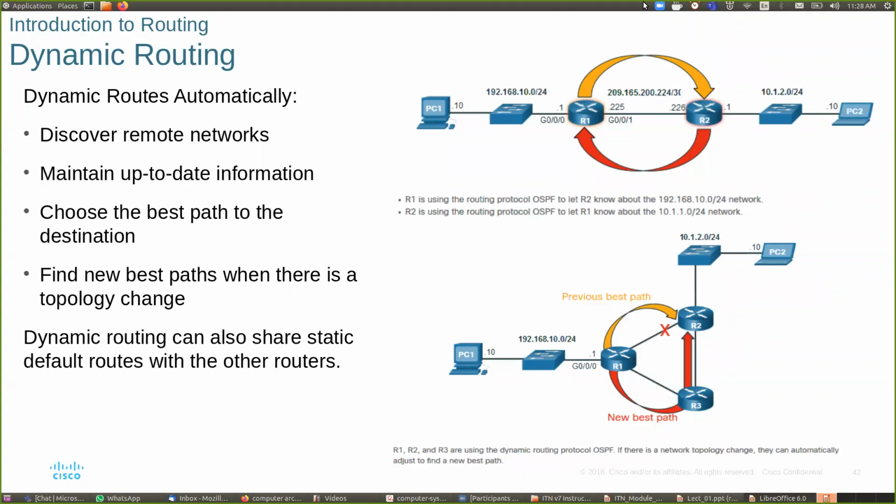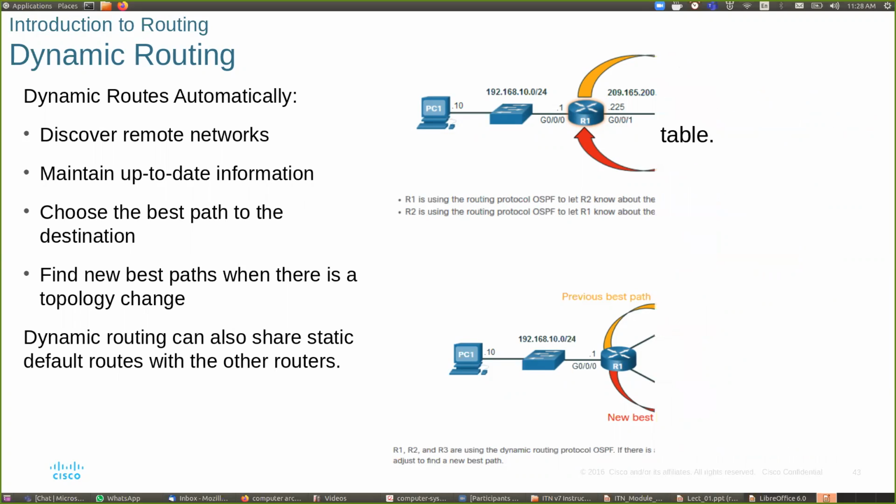So another one is dynamic route. With the help of routing protocols, you can discover remote networks, okay? We will look more into all this. With the help of the routing protocol, you discover remote networks, and it can maintain up-to-date information. It can choose the best path to the destination.